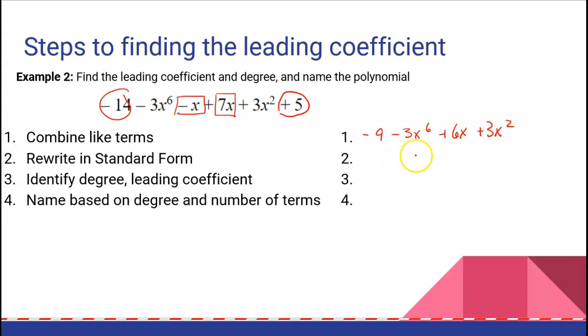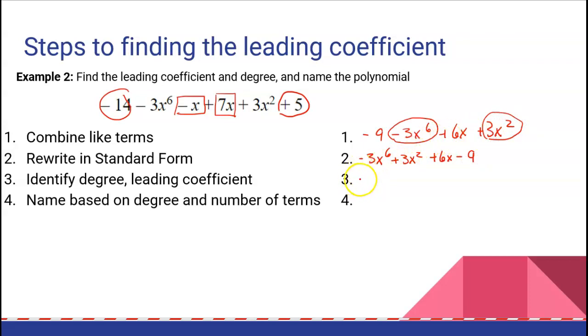And then we're going to rewrite in standard form, and to rewrite in standard form, we're going to have to find our biggest degree, which is right here. And then we're going to write in descending order. So this will be negative 3x to the 6 plus 3x squared plus 6x minus 9. Remember that this is a higher degree than our 6x, so it comes first.